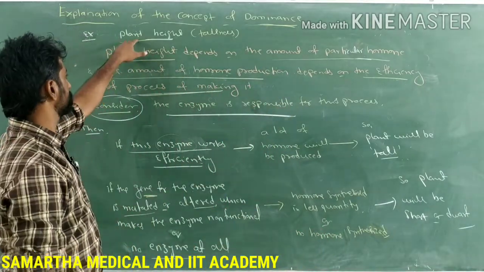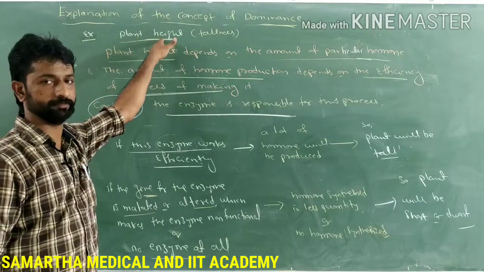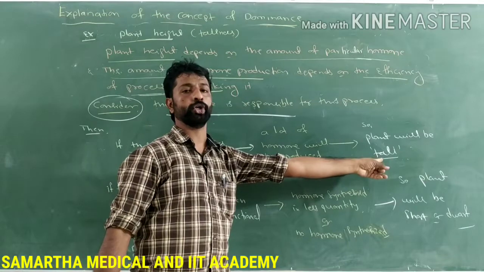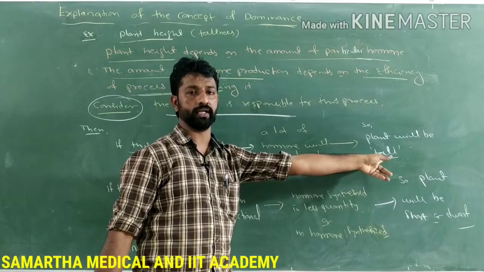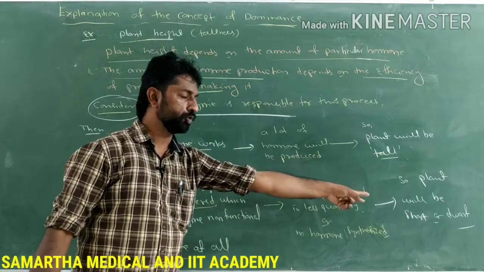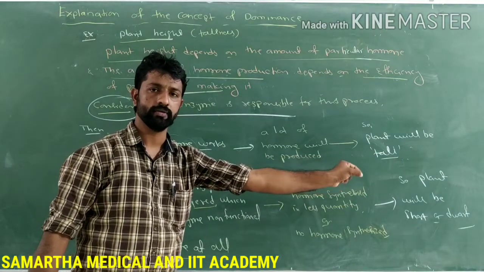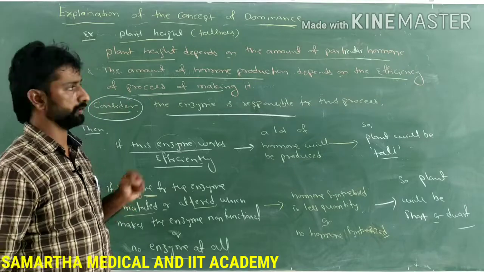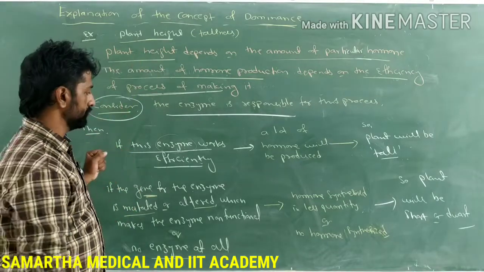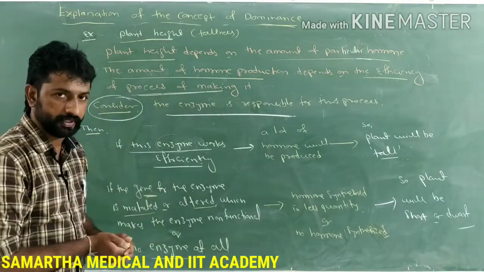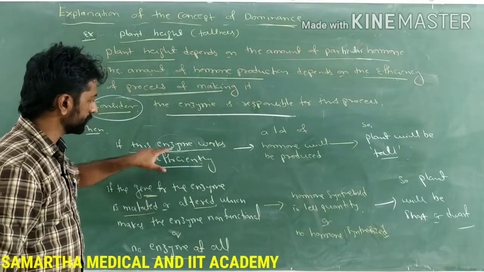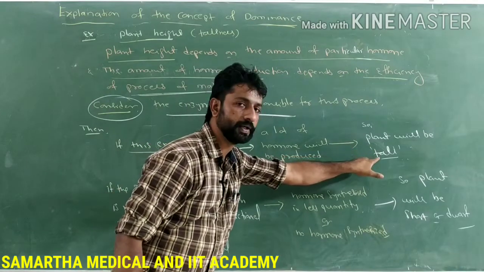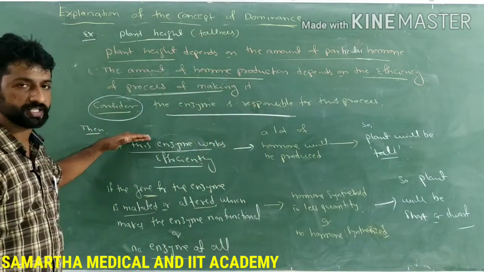So here which example is considered? Plant height. Okay, and we know that the tallness is a dominant trait of the character, and dwarfness is a recessive trait of the particular character called plant height. So which is dominant and which is recessive here? The gene which code for the enzyme which works very efficiently and that is responsible for the tallness of the plant, such gene is called dominant.